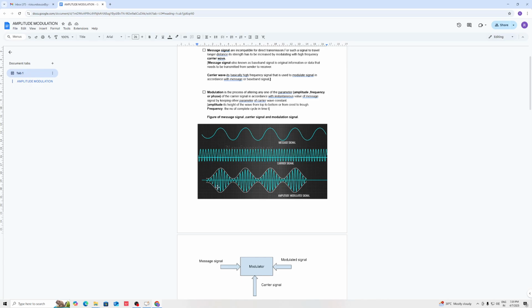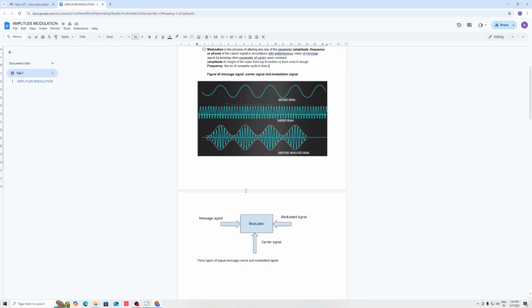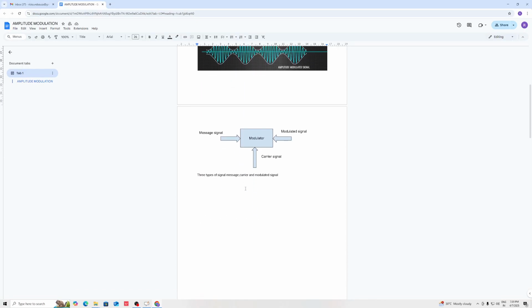So basically amplitude modulation is when the amplitude of the carrier signal is changed according to the instantaneous value of the message signal. And there are three types of signals we have discussed: message signal, carrier signal, and modulated signal. So there are only three signals we have discussed.